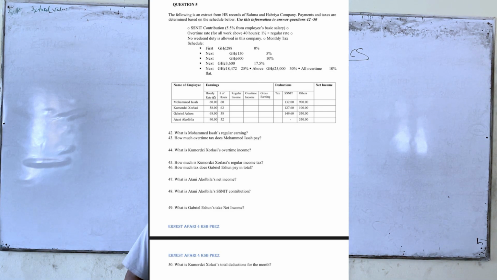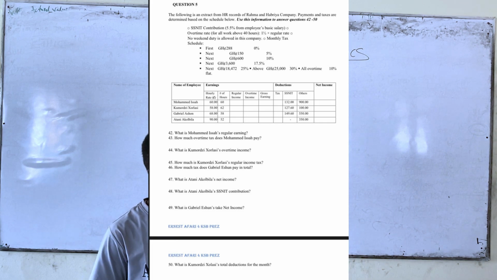So for the first 288, we are not going to take any tax on it. That is tax free, so 0%. Then for the next 150, we charge 5% on it. For the next 600, we will charge 10%. For the next 3,600, we will charge 17.5%. And for the next 18,472, we will charge 25%. And for all the income above 25,002, you pay 30% flat rate.